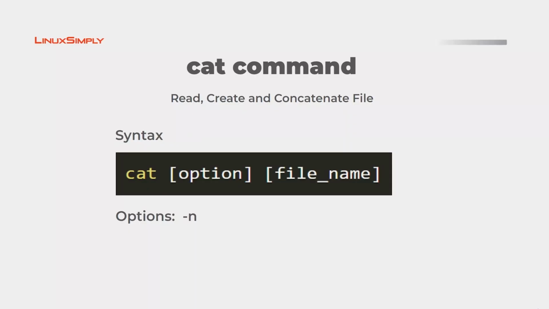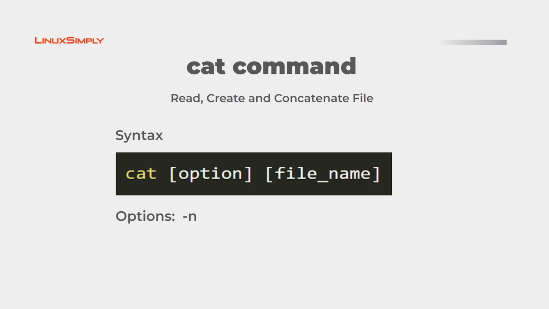Another most useful command is the cat command. Cat is the short form for concatenate. It is used to concatenate multiple files and create files. Also, it is used to read the contents of a file from the start to the end, line by line. Another alternative for cat is tac, which is used to read line by line contents of a file in reverse order, which is from the last to the first.